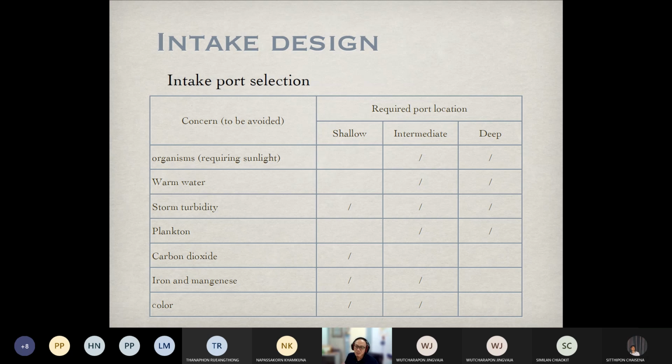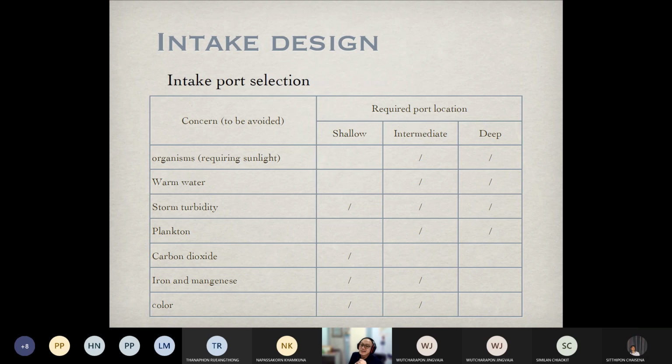Any location, any port could withdraw it. Plankton, living organisms normally live near the surface in the shallow positions, but in the deeper positions, there will not be any species present, especially the producers like plankton or plants which grow in the waters.